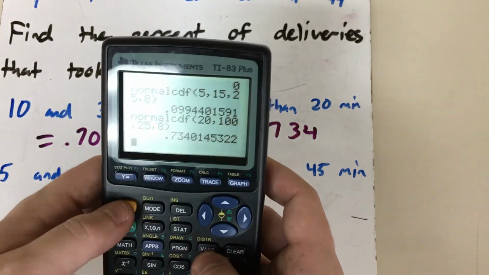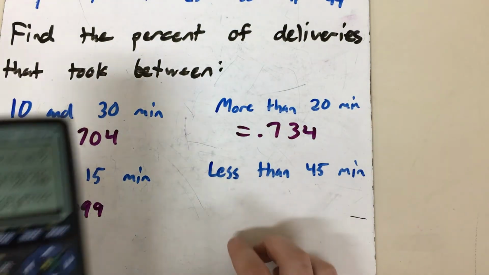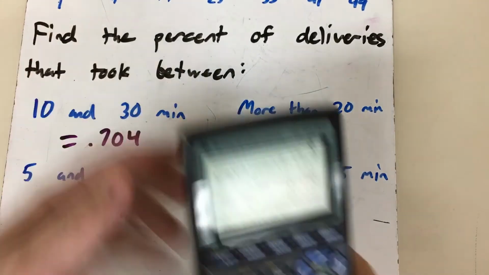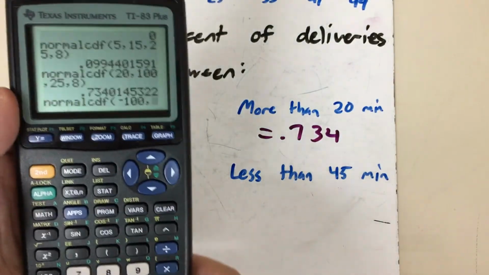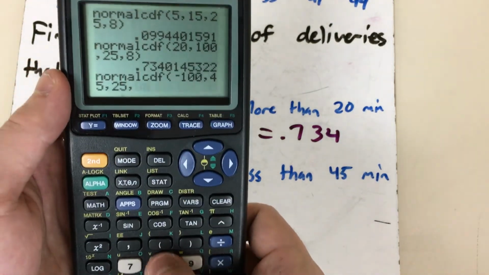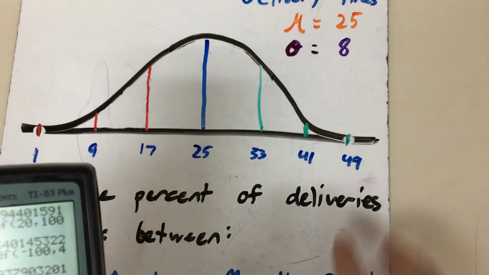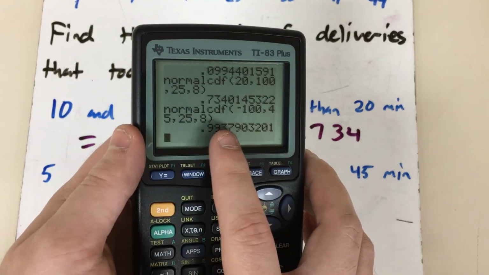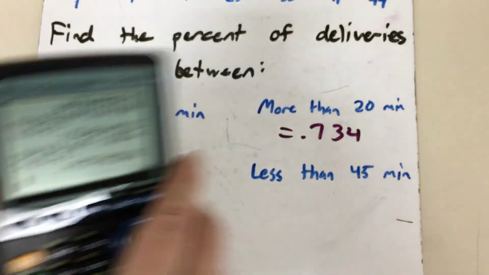So I'm going to find normal CDF again. And this time, since it's a less than, I need to just go ahead and pick something that's a good bit to the left of 1. So this time I'll go with negative 100. So negative 100 up to 45 with a mean of 25 and a standard deviation of 8. I'm making sure to put my commas in. And this gives me what I expected. 45 is way up here. So we're expecting that the vast majority of their deliveries would get delivered in less than 45 minutes. And in this case, it's about 99.4%.